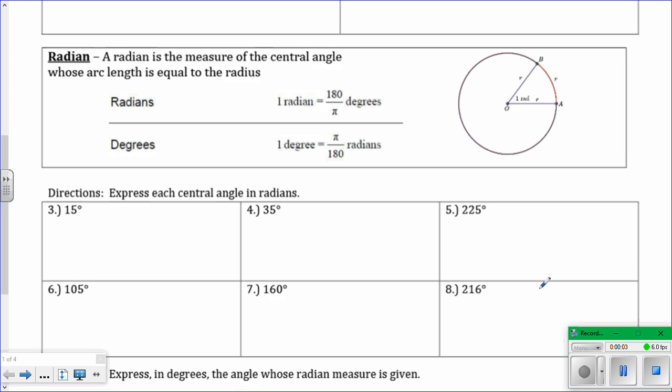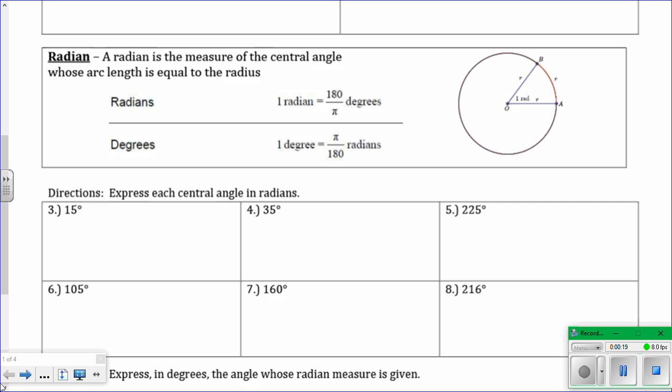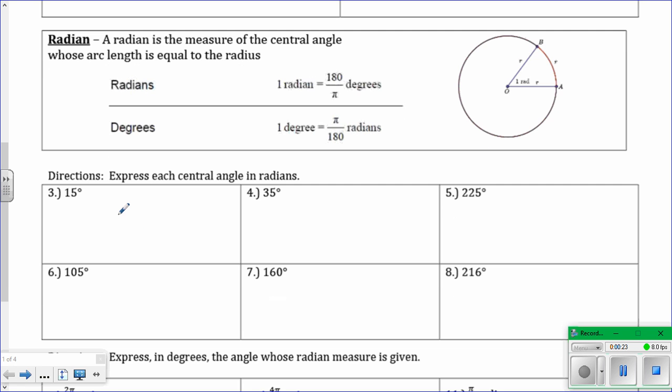A radian is just a different way to measure an angle, a central angle in a circle. So normally we measure a central angle in degrees. A radian is a different way to measure it, and 1 radian is when the arc length, so if you look at the diagram, the arc length is equal to the radius. Okay, so let me show you how to convert to radians in this number 3.